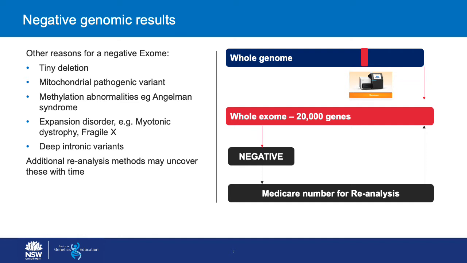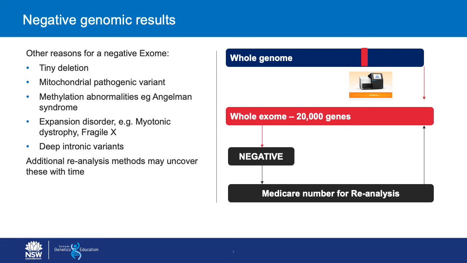Further explanations in the event of a negative genomic test. There may be a tiny deletion or duplication that has not been detected by chromosome microarray. Alternatively, if the causative gene is mitochondrially encoded, it is important to realize that the mitochondrial genome is not examined when a whole exome is done, but is examined when a whole genome is done.